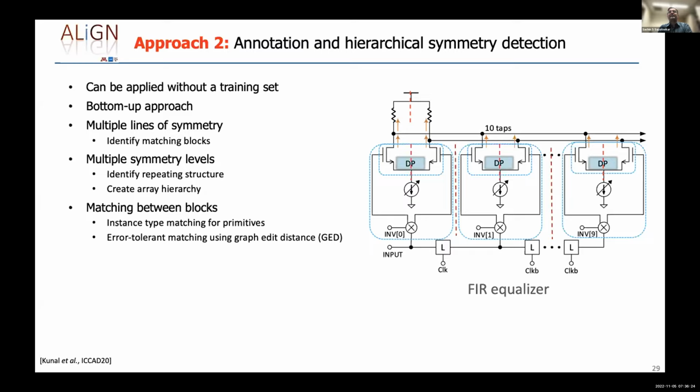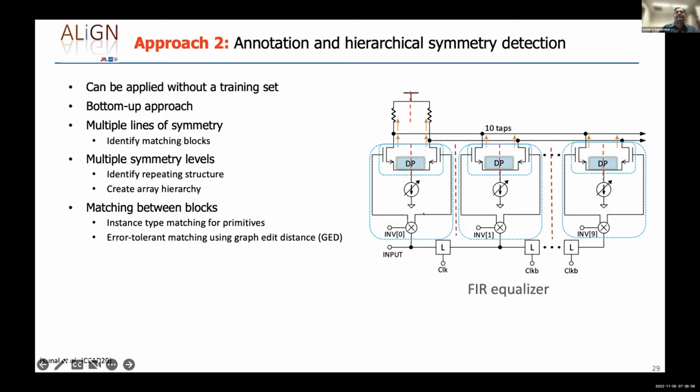And this is a bottom-up approach where, for example, if I have a circuit that looks like this, I can recognize that there are these blocks over here, and these blocks are actually repeated blocks. This happens a lot in analog design. There are single blocks that are repeated multiple times. This can happen, for example, when you have a current mirror structure, there are repetitions over there, but even at higher levels of abstraction, in an FIR equalizer, you can see that these are very similar to each other.